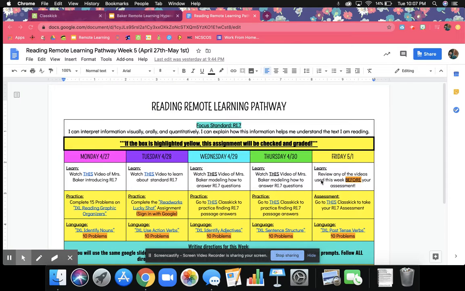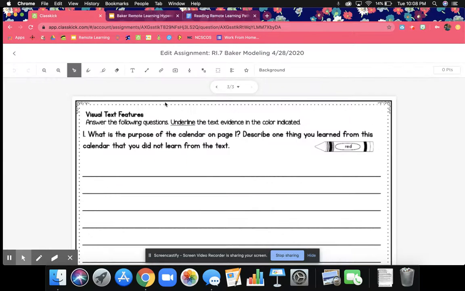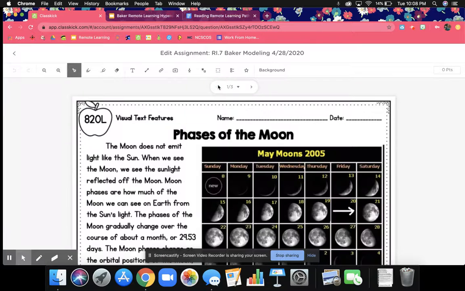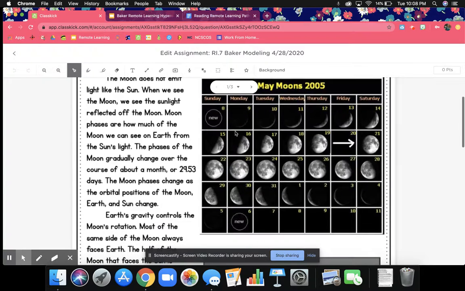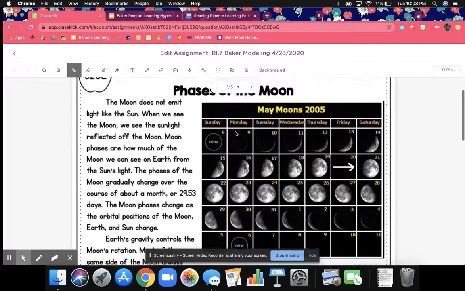Alright guys, so remember that your standard is RI.7. I can interpret information visually, orally, and quantitatively, and you can explain how this information helps you understand the text. So I'm going to look at this passage. I've already read the passage, so I'm not going to waste the time of reading it to you and making this video super long. But when you get your assignment, you're going to read your passage.